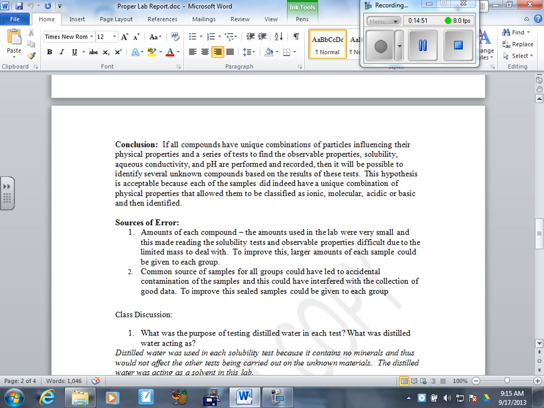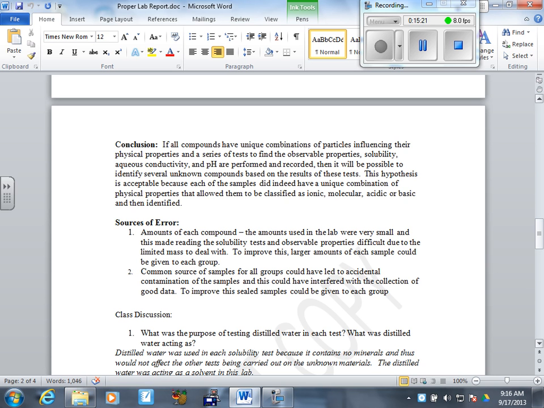Okay, so the amounts used in the lab were very small, and this made reading the solubility tests and observable properties difficult due to the limited mass to deal with. To improve this, larger amounts of each sample could be given to each group. Okay, so we tell what's wrong or what we thought was difficult and how to make it better. Okay, second one, a common source of sample for all groups could have led to accidental contamination of the samples, and this could have interfered with the collection of good data. To improve this, sealed samples could be given to each group. Okay, way to improve that.